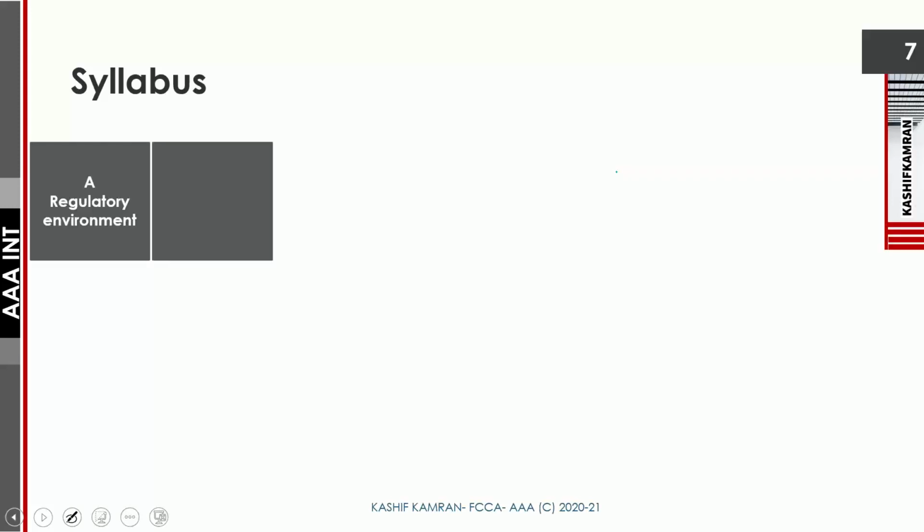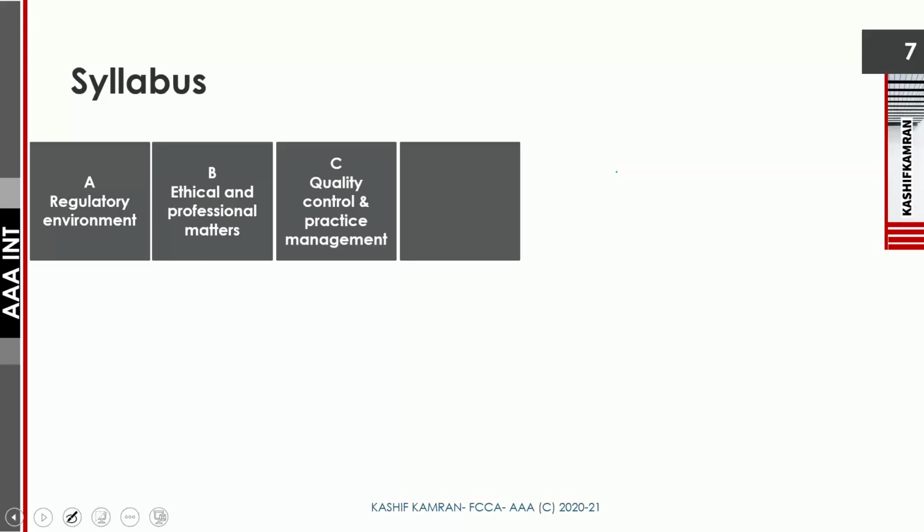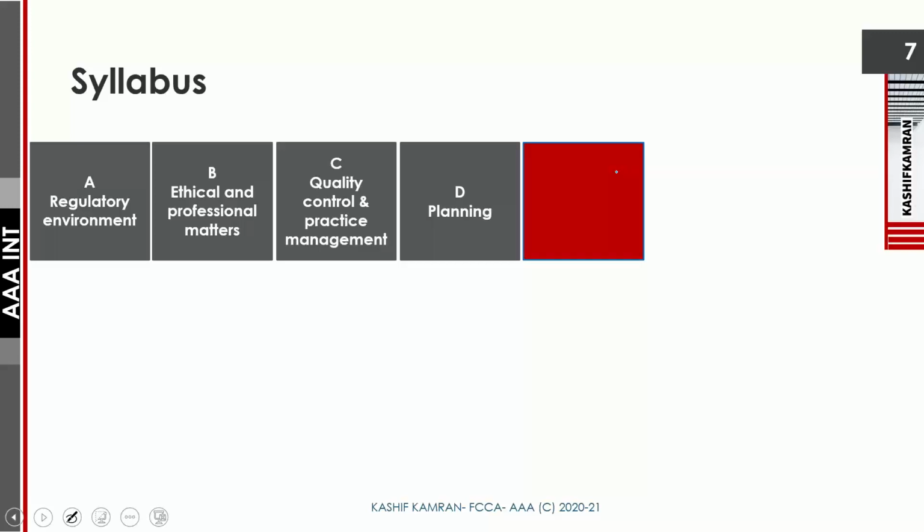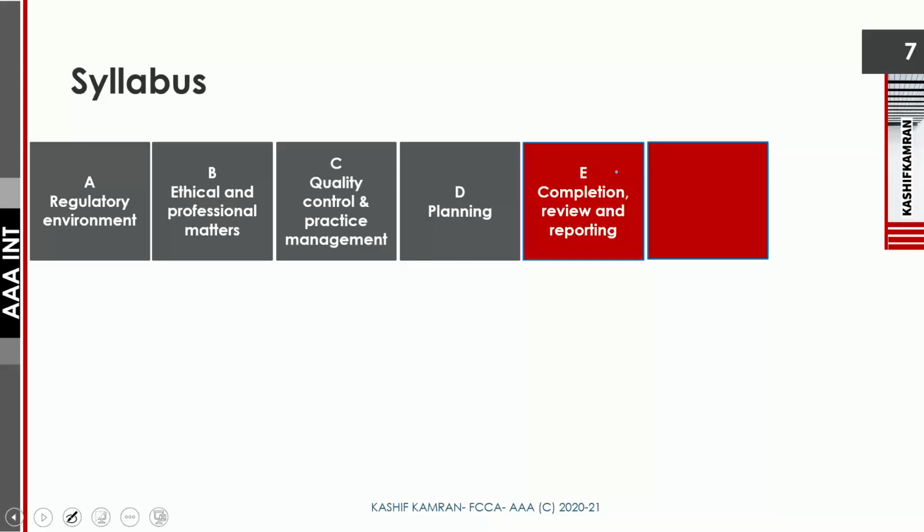The syllabus area A, which is the regulatory environment. The syllabus area B, which is ethical and professional matters. The syllabus area C, which is quality control and practice management. The syllabus area D, which is planning. The syllabus area E, which is completion, review, and reporting. Syllabus area F, which is other assignments. And the last, syllabus area G, which is current issues. So these are alphabetically 7 syllabus areas from A to G.